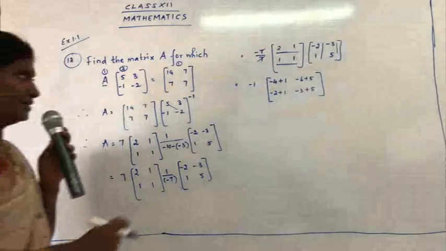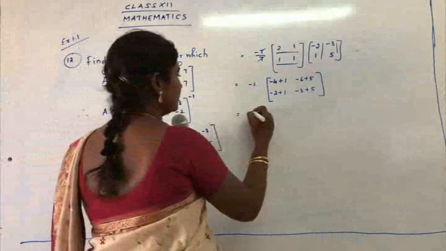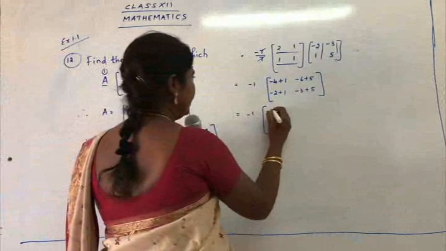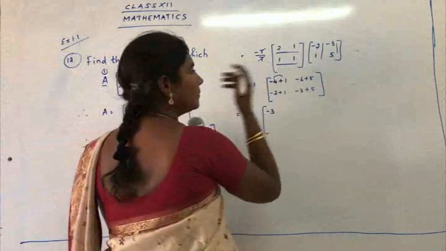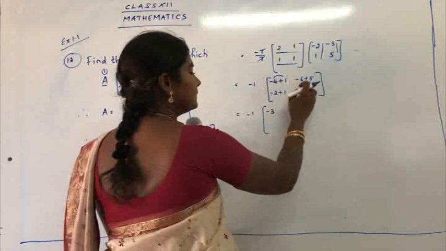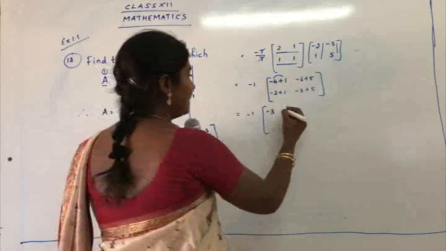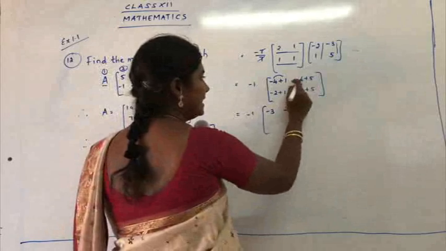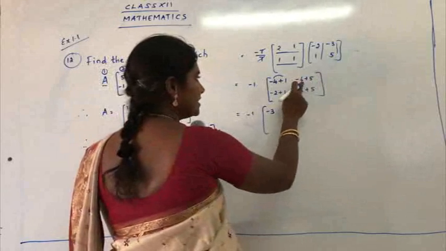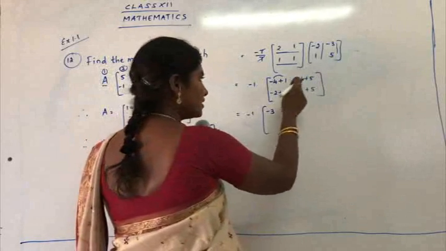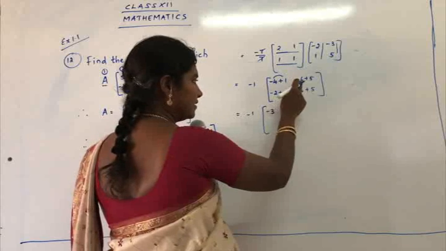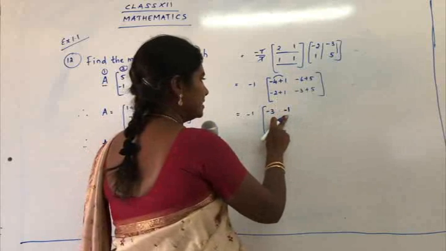Let's simplify it further. So we get minus 3, minus 6 plus 5, that's again minus 1. Minus plus minus, so 6 minus 5 gives you 1. Sign of the bigger number, that is minus. So you get the answer as minus 1.